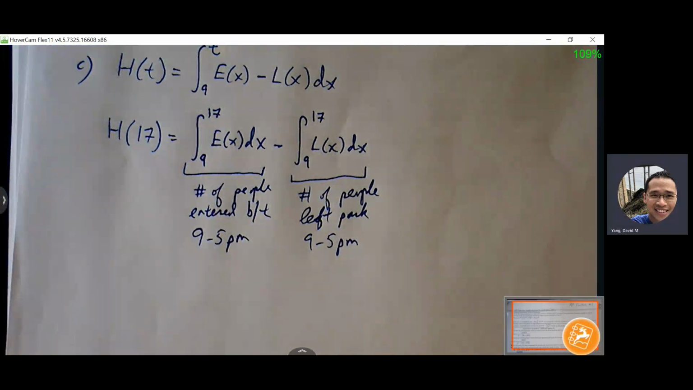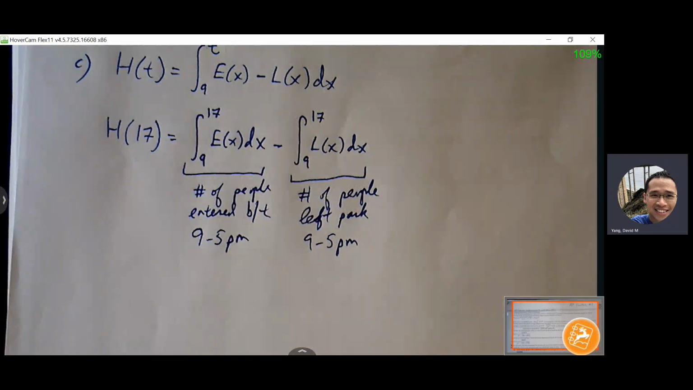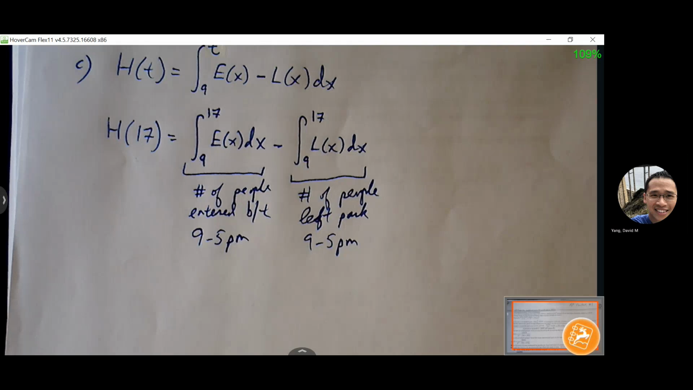So what are we left with then? What is this information going to tell us? What's h of 17 going to tell us, in relation to basically what information does this provide for us about the park? Yeah, how many people are left in the park, right? How many people are left, right?